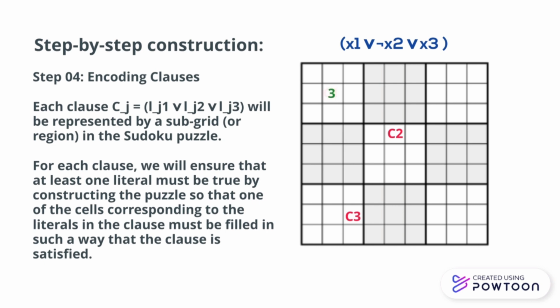If x1 is true, then the first cell C1 can be filled. If x2 is false, that is, not x2 is true, then the second cell C2 can be filled. And if x3 is true, then the third cell C3 can be filled. This linking can be done by ensuring that the available numbers or candidates for the cells C1, C2, and C3 depend on the truth assignments of x1, x2, and x3.